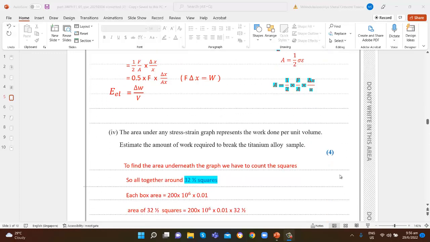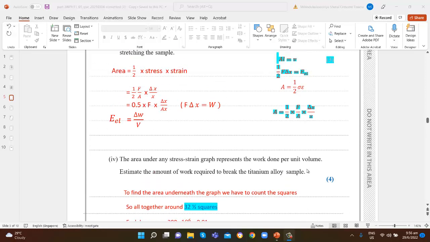Now go to the fourth part. The area under any stress strain graph represents the work done per unit volume. See, they are giving the statement again. Estimate the amount of work required to break the titanium alloy sample. Now see, estimation. To find the area underneath the graph, we have to count the squares.